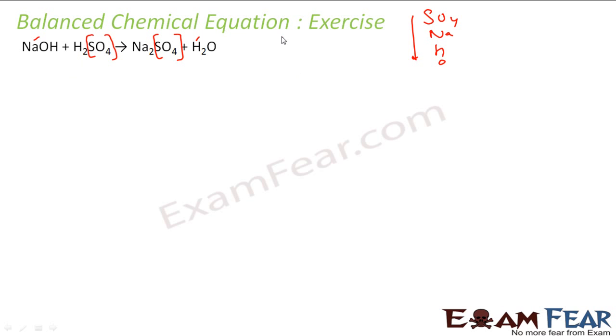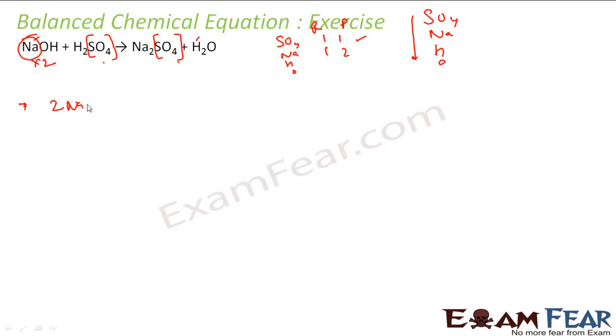So let's check. So we have this SO4 and the H and O. This is my reactant, this is my product. In this case we see that SO4 there is 1 and here also we have 1 and 1. It's perfectly balanced. Then comes sodium. Sodium we have 1 here and 2 here. Oops, it is not balanced. So let's multiply this guy with 2.